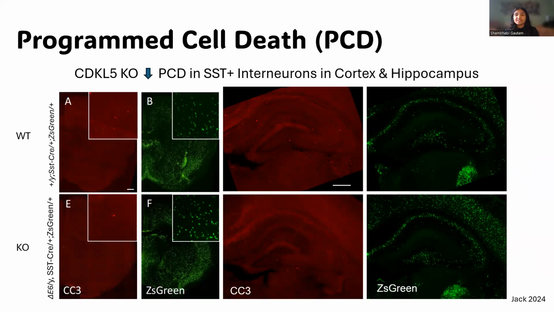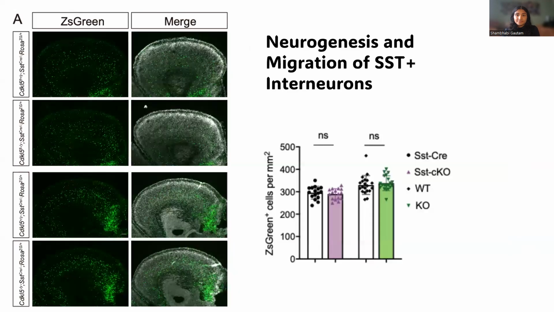When we compare the cells that undergo programmed cell death, we see that knocking out CDKL5 exon 6 decreases programmed cell death in SST-positive interneurons. This is shown in the images where you see more neurons in the ZS green image, specifically because there is less cell death. ZS green is a green fluorescent protein we use to mark interneurons. Furthermore, when we look at ZS green of SST-positive interneurons, there is no significant difference between SST-Cre and SST conditional knockout.